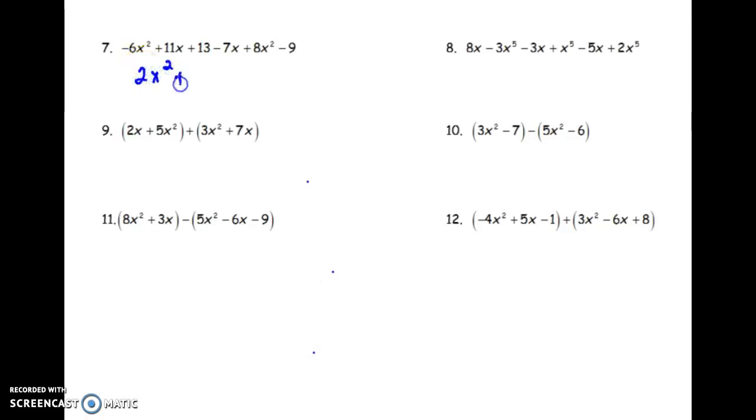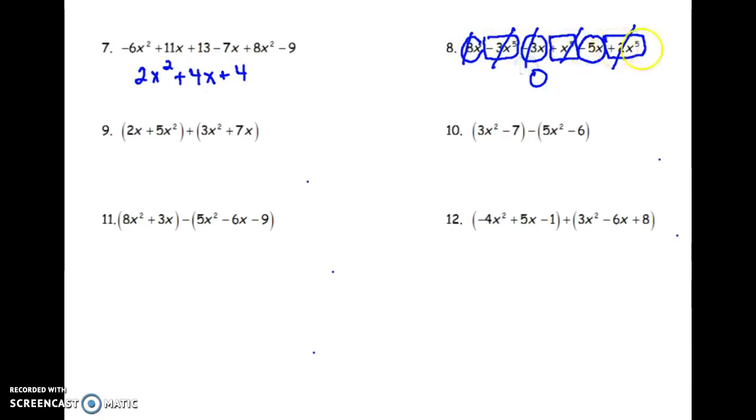7 is 2x squared plus 4x plus 4. 8 will be a 0 because if you notice when you combine your negative 3x to the 5th, you're plus a 1, so negative 2 plus a positive 2, these three will cancel out. And then here we have 8x minus 3x is 5x, and 5x minus 5x is 0. So we end up with just a 0 because they all cancel out.